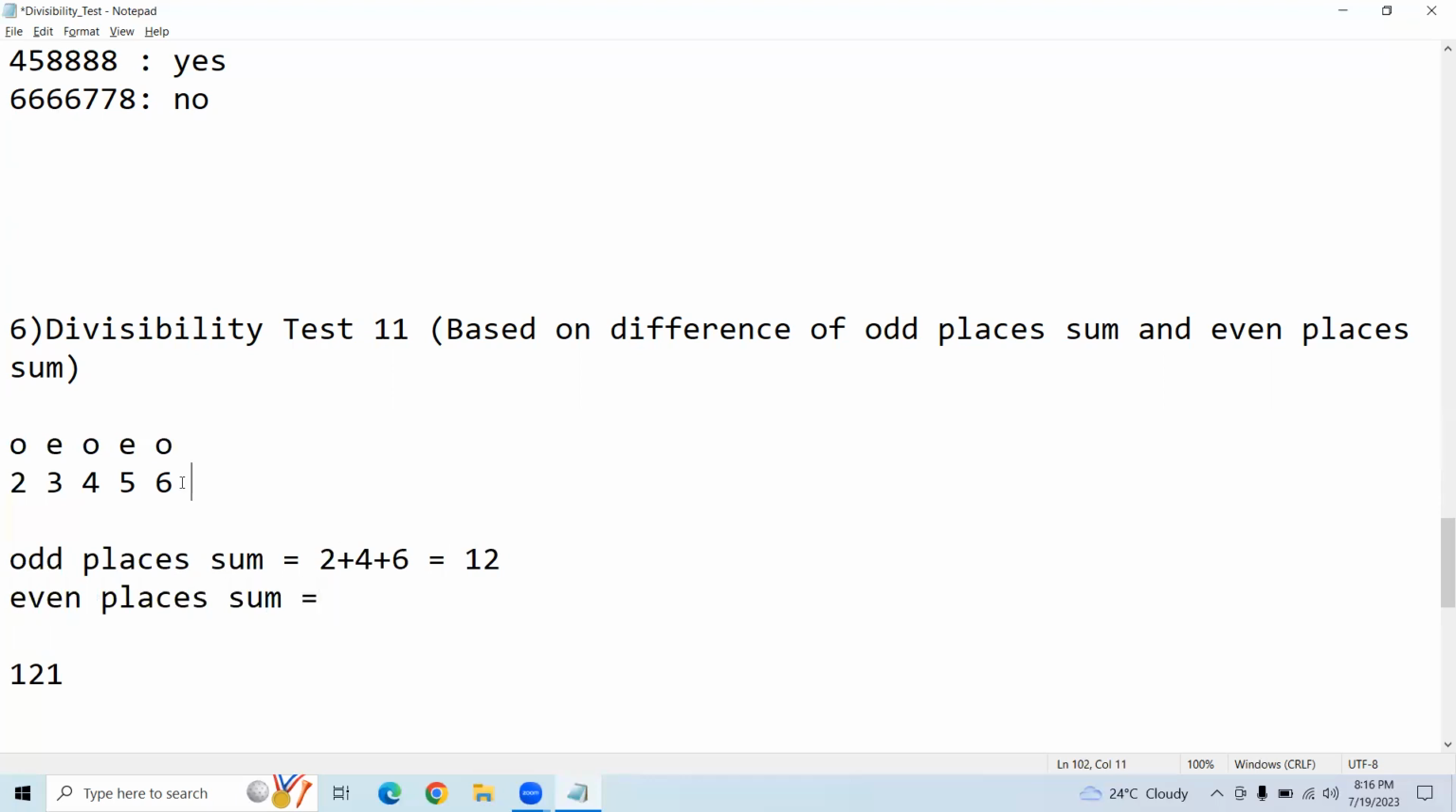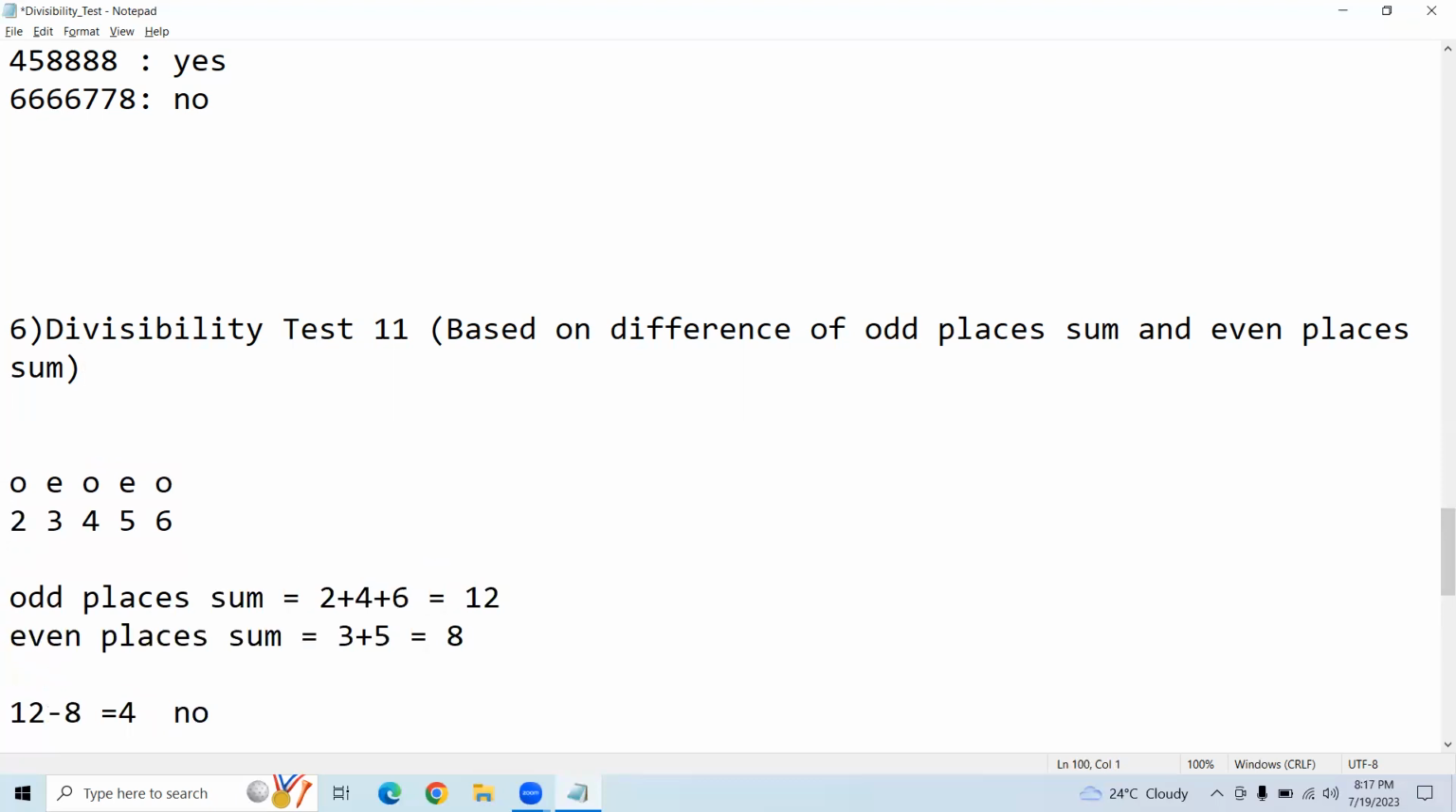It will be 3 plus 5, because we have 5 over here and 3 over here at even place. 3 plus 5 is 8. So what you have to do? Whichever is the bigger number, from that you subtract the other sum. So 12 minus 8 is 4. Is 4 divisible by 11? No. So this number is also not divisible by 11.